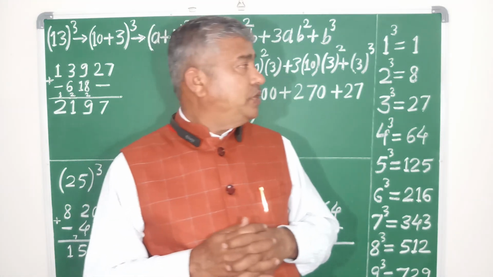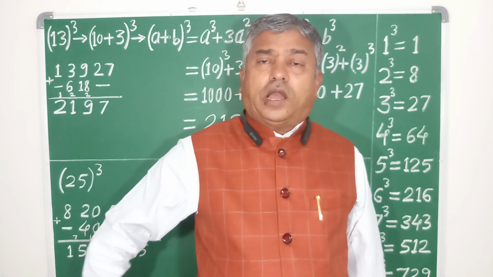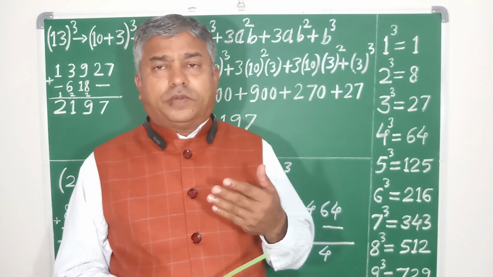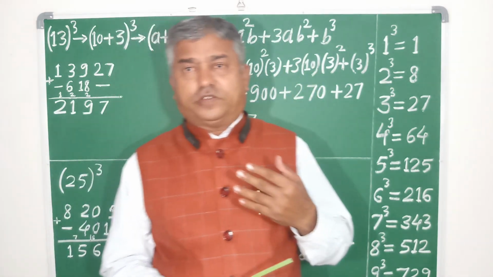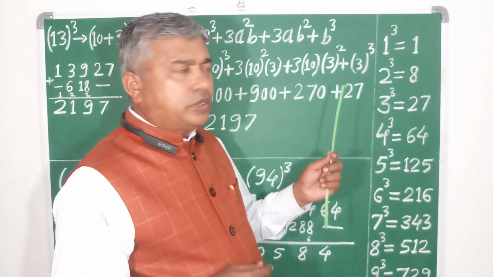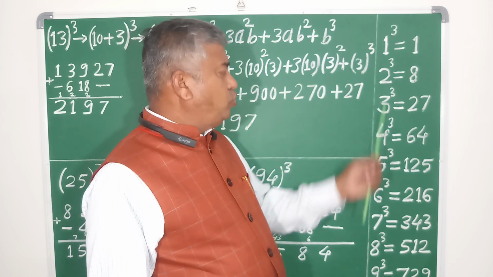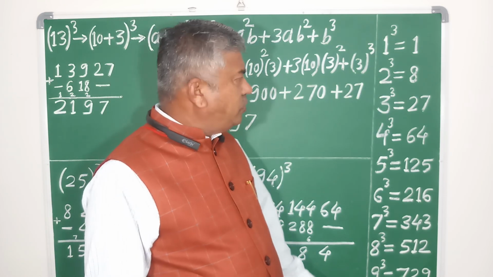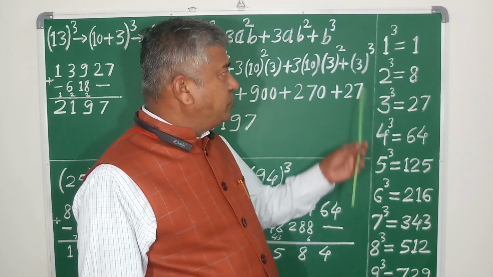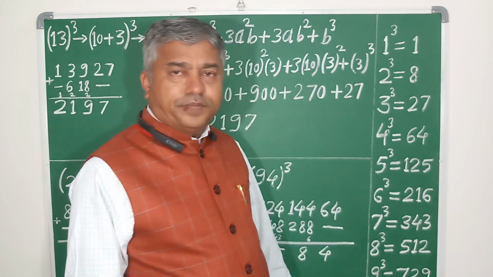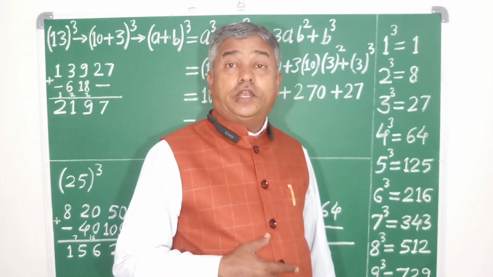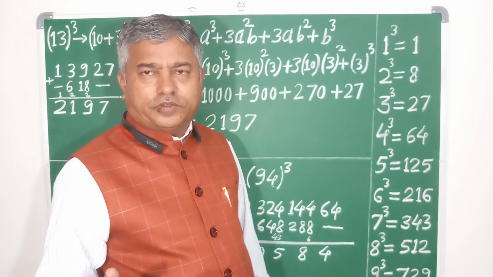Yes, come on. Here, let us start how the cubes are made of the double digit numbers. First, we will see the list of cubes of numbers from 1 to 9. If we know these cubes, then we can easily do the problems.